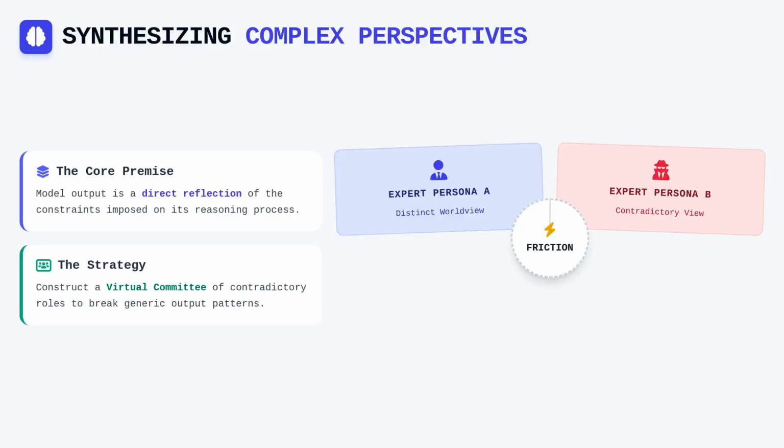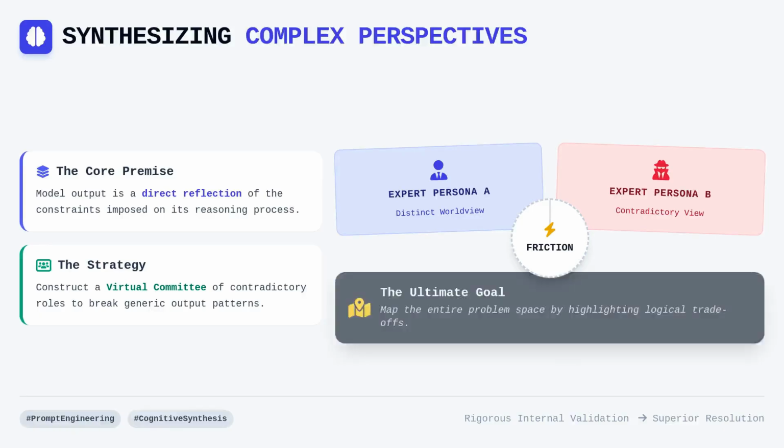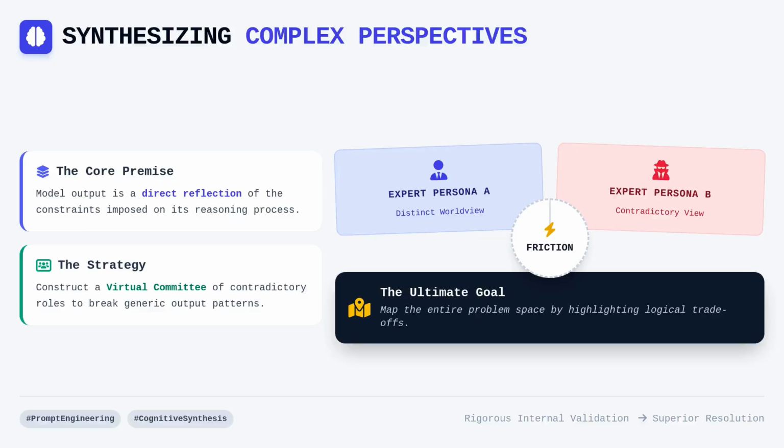By assigning specific expertise and distinct worldviews to different personas, you prevent the model from defaulting to its most common or generic training data distributions. This deliberate imposition of structural conflict compels the system to engage in a more rigorous internal validation, as each persona must account for the rebuttals of the other. The goal here is not to elicit a consensus immediately, but to map out the entire problem space by highlighting the logical trade-offs inherent in any strategic decision.